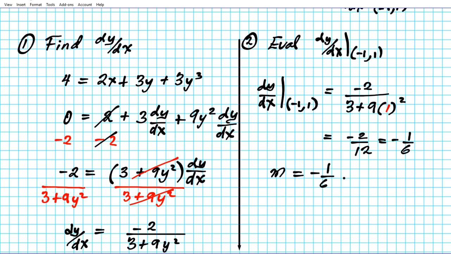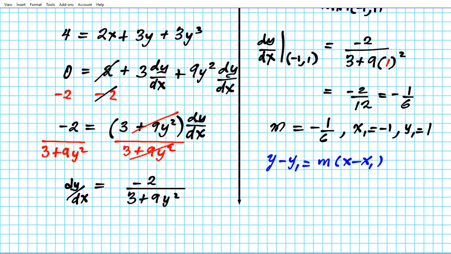Okay, so we now have m. Remember, x1 was negative 1 and y1 is 1. We have all the ingredients that we need to put into our recipe, the point slope form of the equation of a line, to generate our desired line. Okay, so we have y minus y1 equals m, the slope, times x minus x1, minus minus plus, like that.